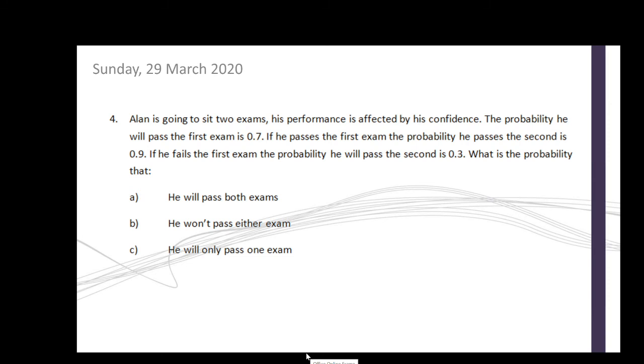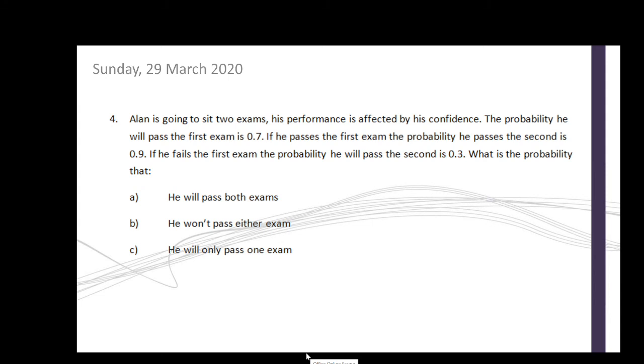Alan is going to sit 2 exams. His performance is affected by his confidence. The probability he will pass the first exam is 0.7. If he passes the first exam, the probability he passes the second exam is 0.9. If he fails the first exam, the probability he will pass the second is 0.3. What is the probability that... Pause the video, have a go.